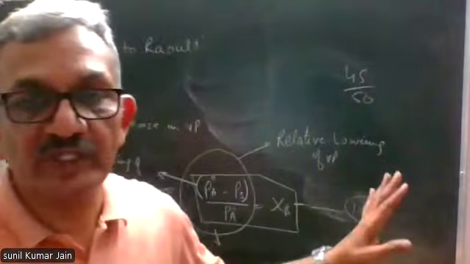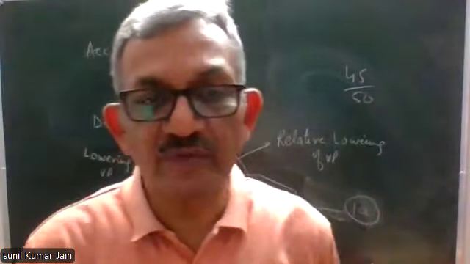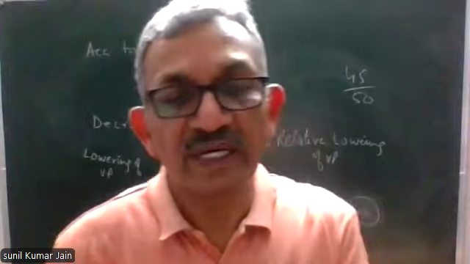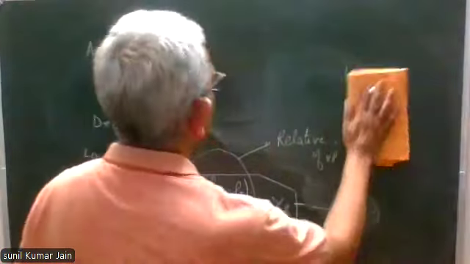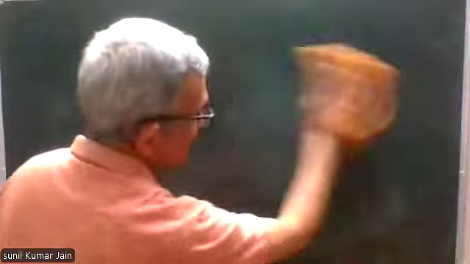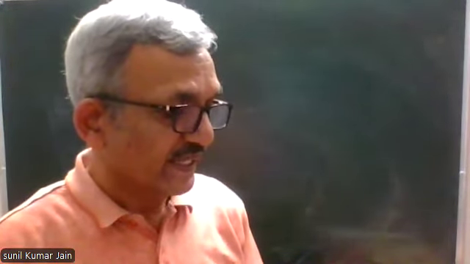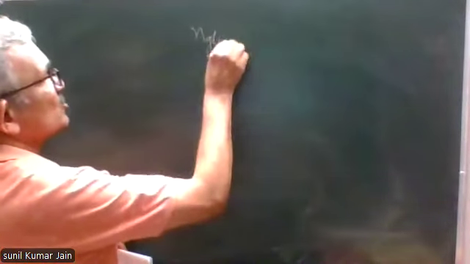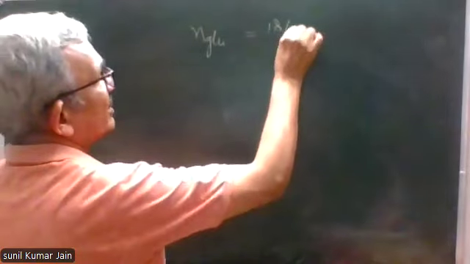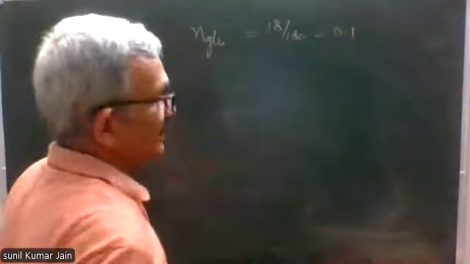Now, on the basis of this equation, we'll solve one numerical. Check your WhatsApp message or chat box. I've shared one numerical. Numerical is vapor pressure of an aqueous solution containing 18 grams of glucose is 290 millimeters. Calculate mass of water in the solution. Vapor pressure of pure water is 300 millimeters. Number of moles of glucose will be 18 divided by molecular weight, 0.1.